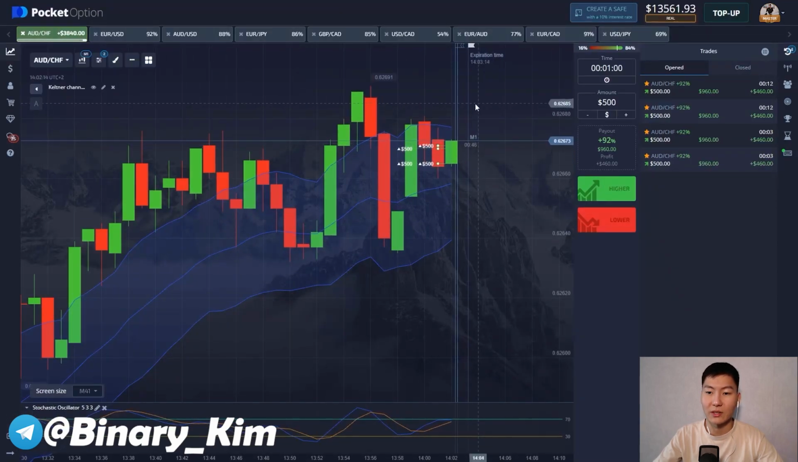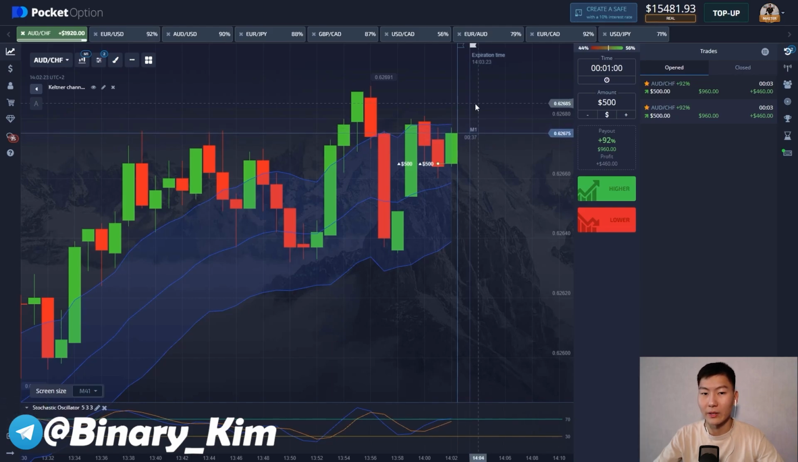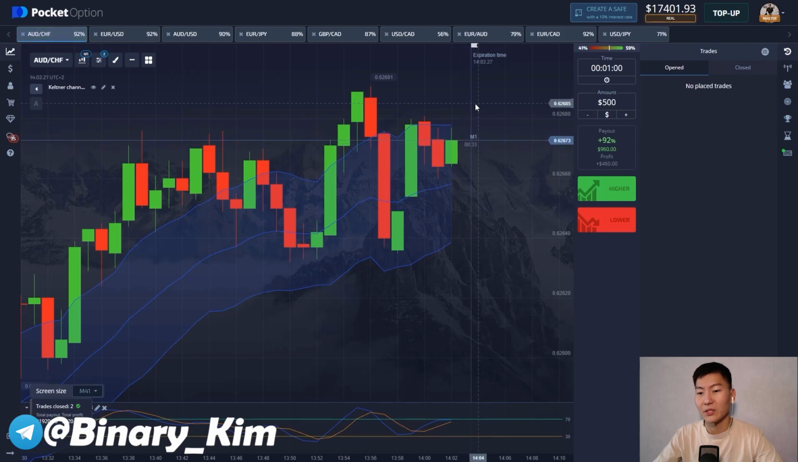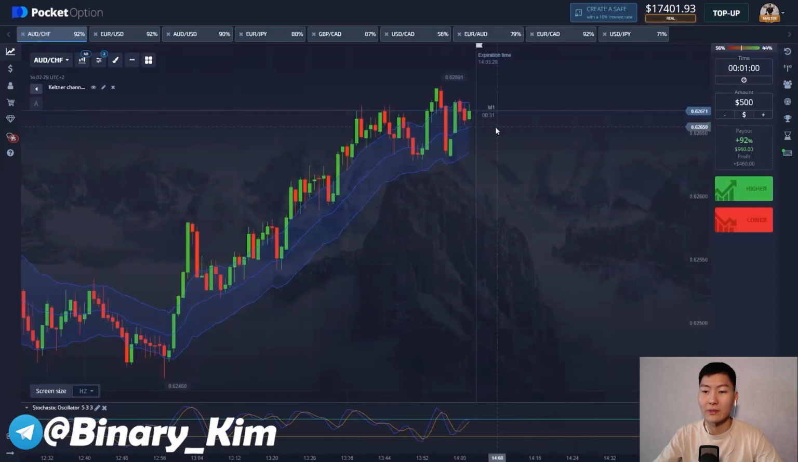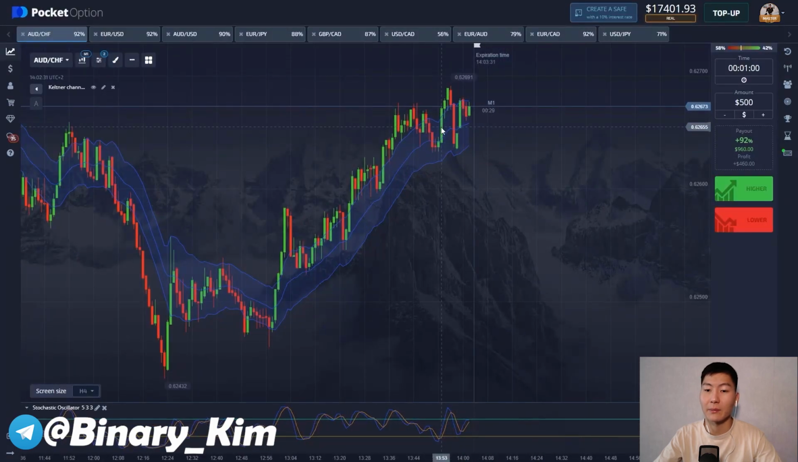The first position ended up with a loss, which was expected. The next one closed in profit, and there are two final positions left. And let's wait for the outcome, and there we go. The final position in profits, we got $17,000 on the balance. I'm happy with this trading session.